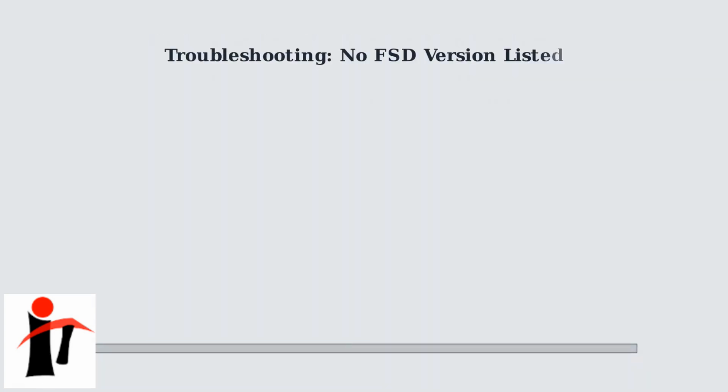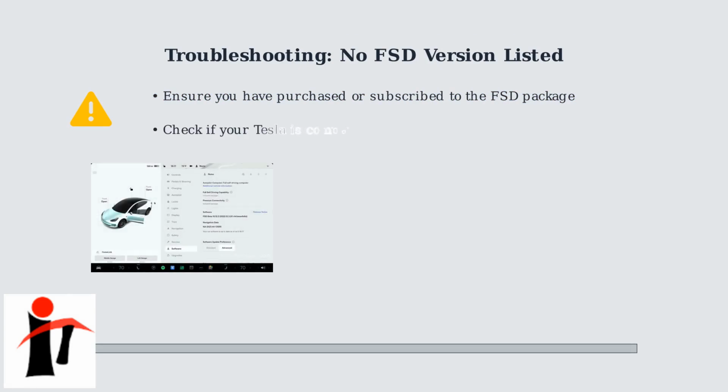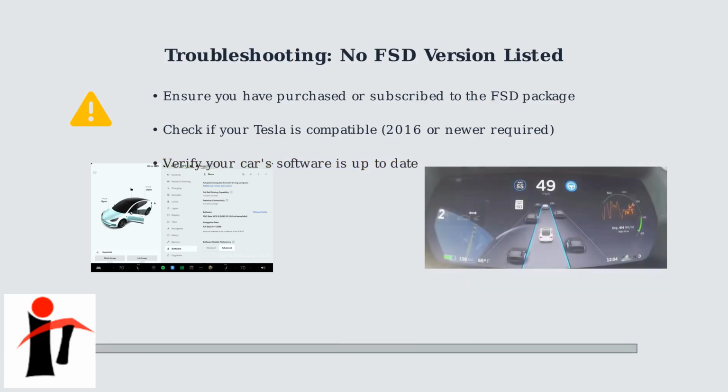If you don't see an FSD version listed, it could mean a few things. First, ensure that you have actually purchased or subscribed to the FSD package. Second, your Tesla might be too old to be compatible with FSD, as vehicles older than 2016 are not supported. Finally, make sure your car's software is up to date, as older software versions may not display the FSD information correctly.